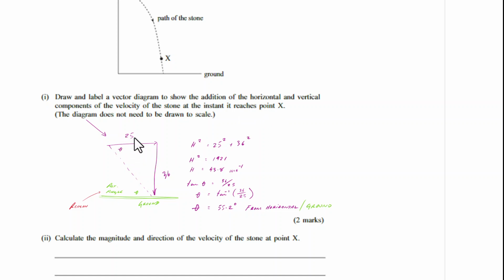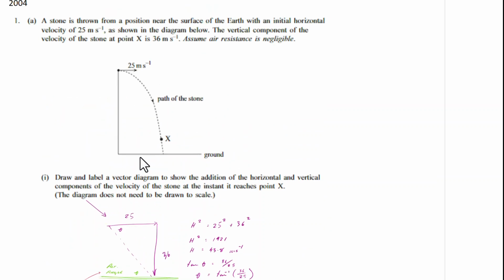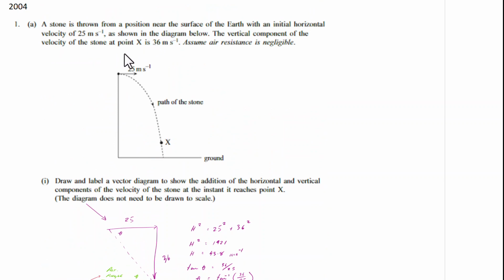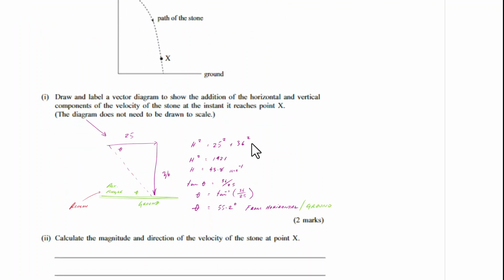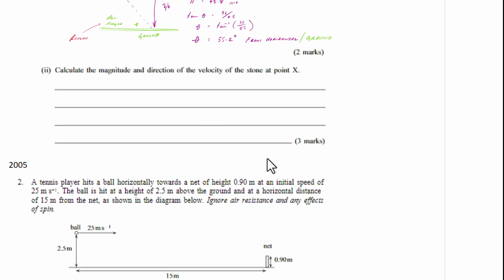Alright, so we've got the 25 meters there, and we're told that the vertical component velocity at that point is 36. So we substitute that into our diagram, and the velocity is the hypotenuse. Grab Pythagoras, substitute, calculate, work out your answer.